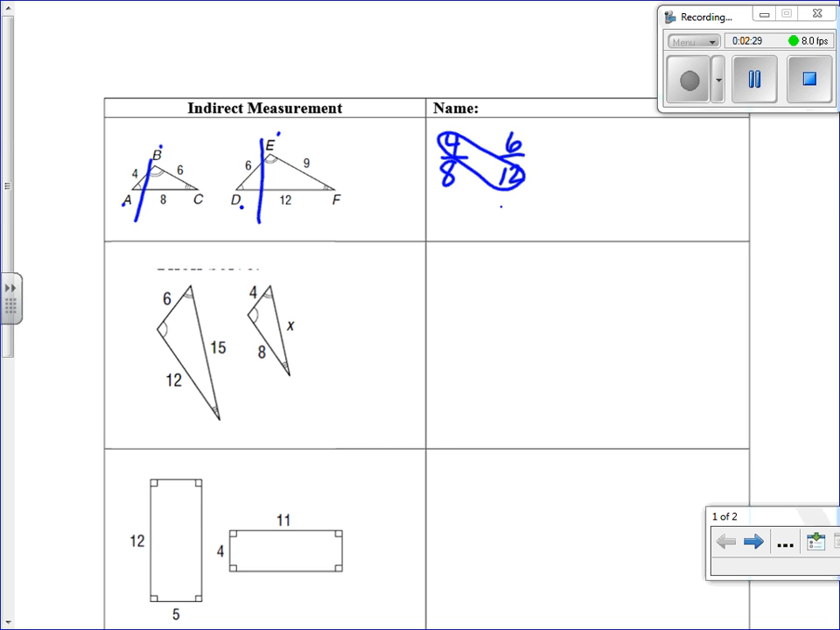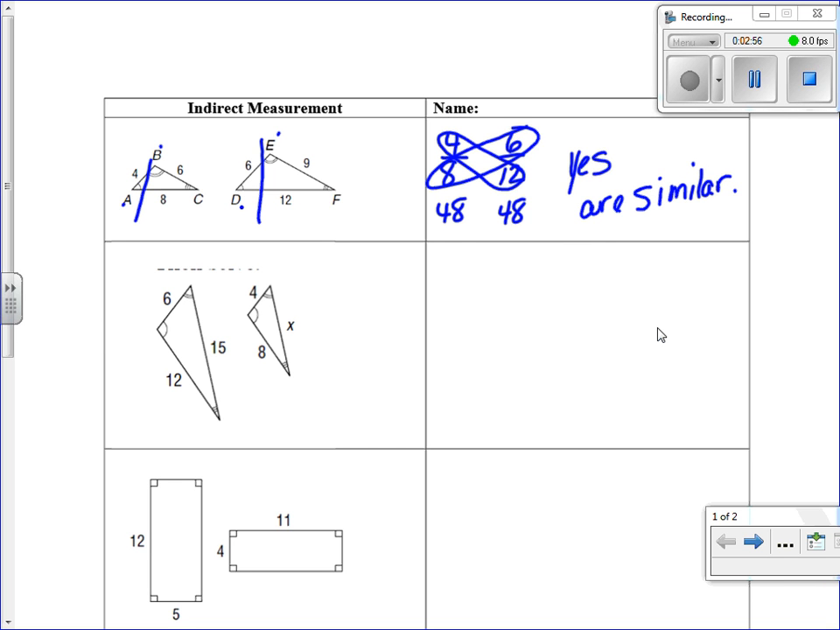4 times 12 is 48. 6 times 8 is 48. So the answer for this is yes. These triangles are similar. S-I-M, similar. All right, that's what we're trying to determine, whether or not these triangles are similar.